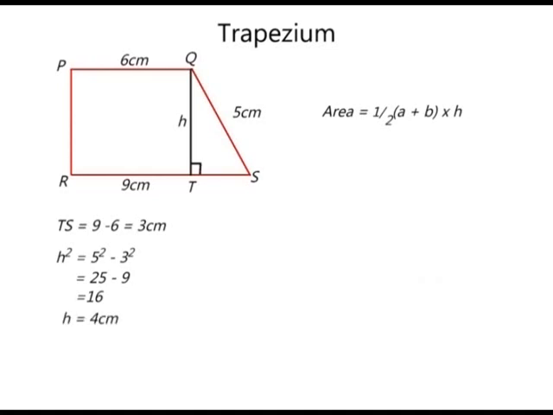And so the area is given by a half into 6 plus 9 times 4. Half of 4 is 2, 15 times 2 is 30, and so the area of this trapezium is 30 square centimeters.